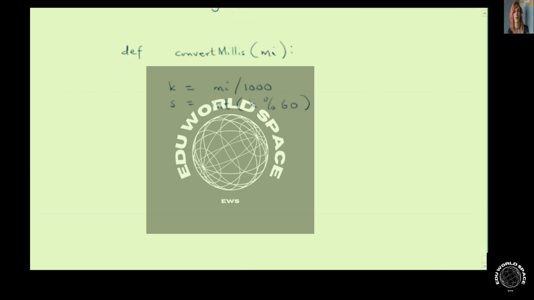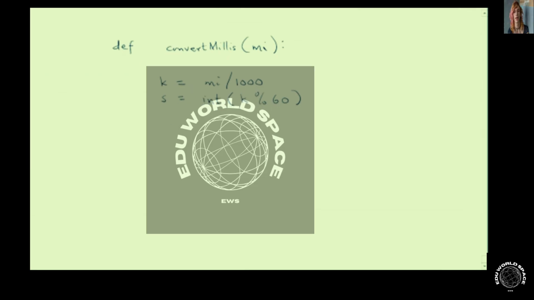Okay. Then the minute part, we want the integer of k that is divided by 60. We divide seconds by 60 to get minutes. Then here also we do not want it to exceed 60, so we use a modular division.